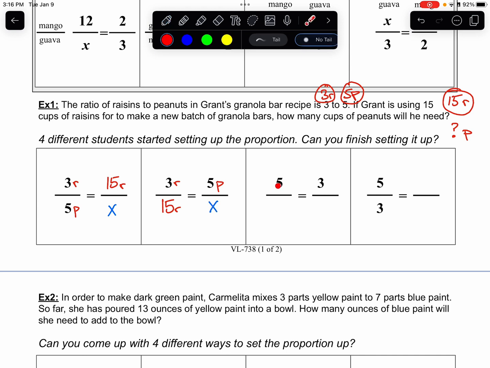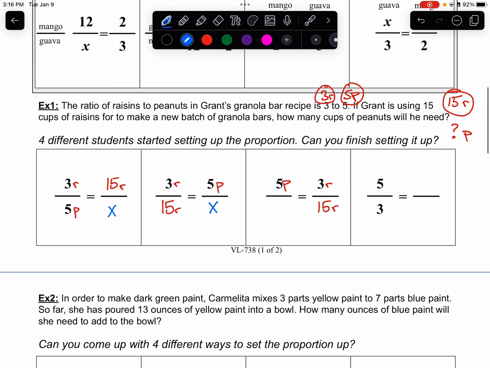Someone set it up this way, 5 and 3. So 5 refers to the peanuts, 3 refers to the raisins. So 15 raisins would go on the right side because that's where the raisin side is, which means the missing number of peanuts is going to be on the left side.